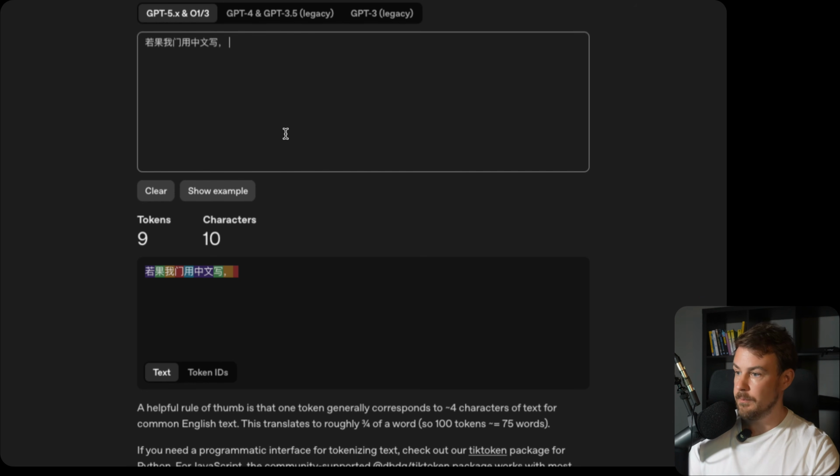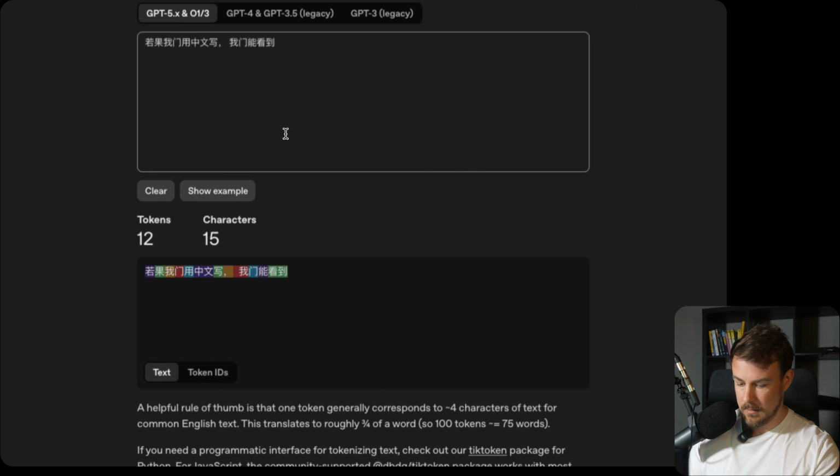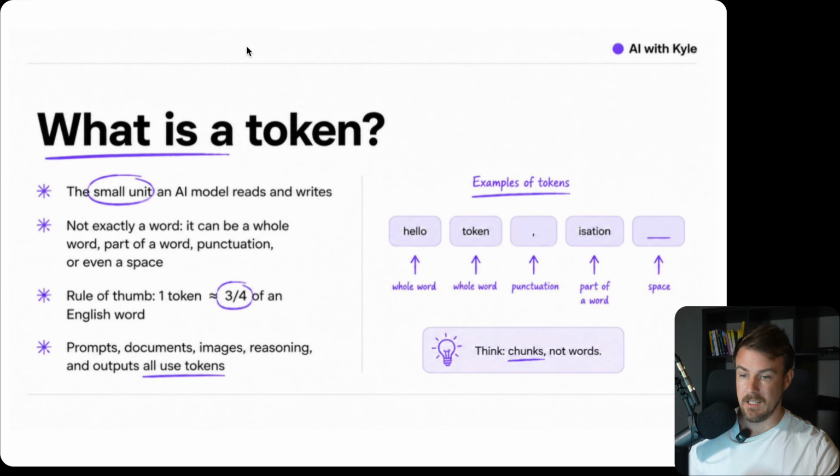If we write it in Chinese, women kan dao, sorry, kan dao qibia. There we go. So if we write in Chinese, we can see a difference. As you can see on this tokenizer here, each of these characters is 1 token, so it's very tidy inside of Chinese. The exceptions here are these words here, so kan dao, which is in and of itself a word, and qibia, difference, which is in and of itself a word. So it's very neat and tidy in Chinese compared to English. Anyway, we don't particularly need to know all of the different languages and how they tokenize. We just need to understand that it is roughly a word, but not always.